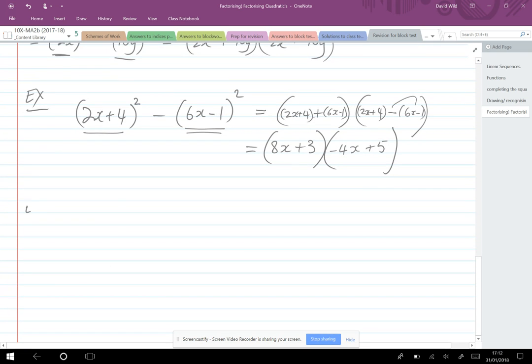We could do something even more slightly peculiar looking. We could have something like x squared minus 5. There you go. Well, that's not a difference of two squares. This isn't a square number. Watch this magic trick.